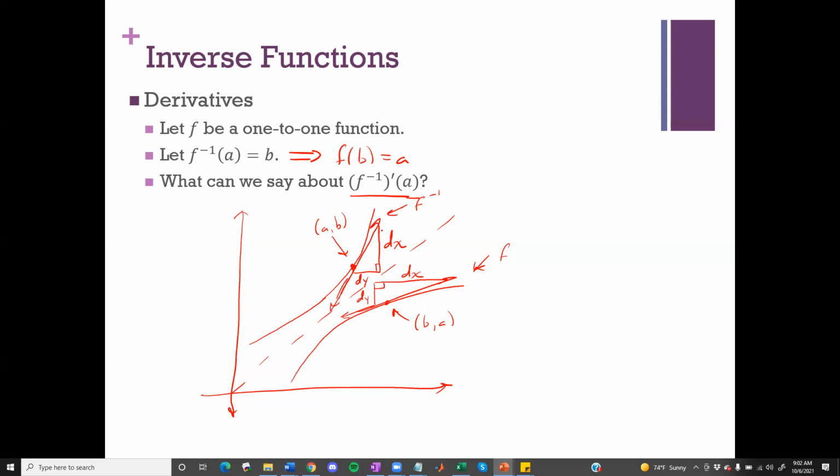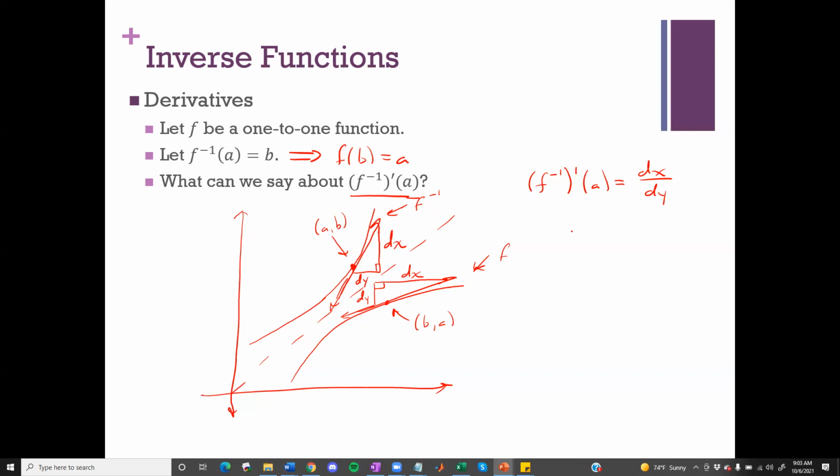So now that we have all these geometric ideas laid out, let's see what we can say about this f inverse prime at this point A. Essentially what I'm asking for is, looking at the inverse function, what is the slope of the tangent line at this point where the input to that inverse function is A? Remember we're looking at rise over run, so the ratio of this vertical displacement to the horizontal displacement at that instant. In this case, that's going to be dx/dy.